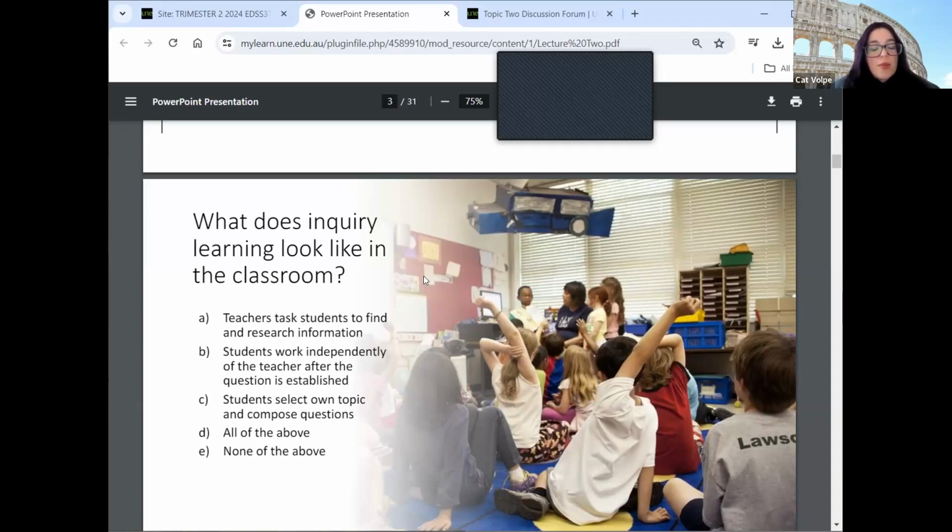Students selecting their own topic. Nope, the teacher is responsible for selecting the topic based on the unit and the curriculum. And composing questions. No, they don't compose their own questions, although composing questions is a part of the research process too, but that is not the correct answer, C. So the answer is actually E, none of the above.